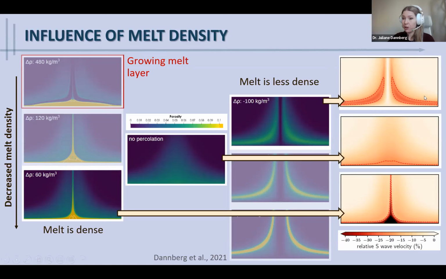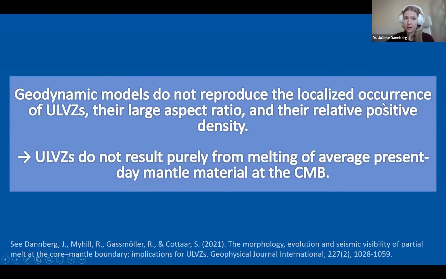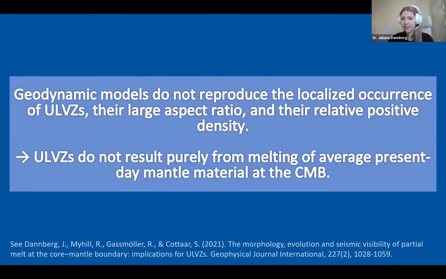But even if we look at the model where melt is less dense, which seems to reproduce some of the observations, this model cannot explain, for example, why we only have a localized occurrence of ULVZs, because we would expect these melt bands to extend everywhere, and they should be present everywhere above the core-mantle boundary. This also doesn't explain the large aspect ratio of the ULVZs, and it's also thought that they should have a positive density anomaly. So even though these models reproduce some observations, what we saw is that our geodynamic models cannot reproduce the localized occurrence of ULVZs, the large aspect ratio, and the relative positive density.